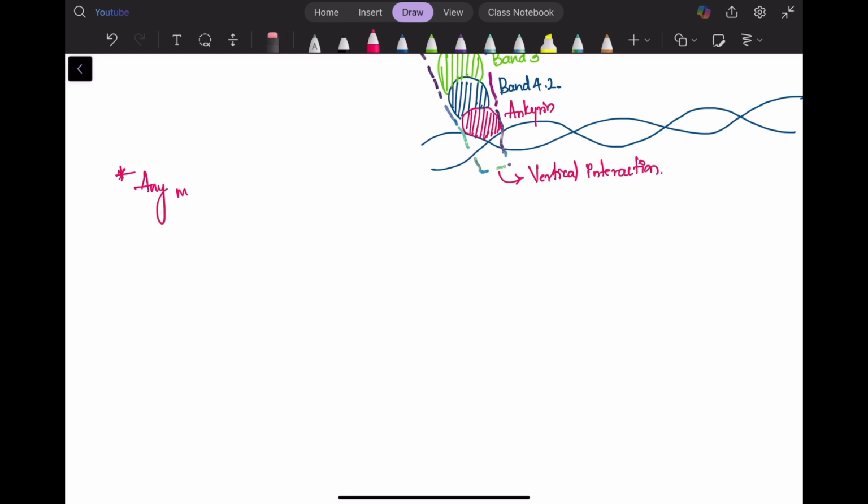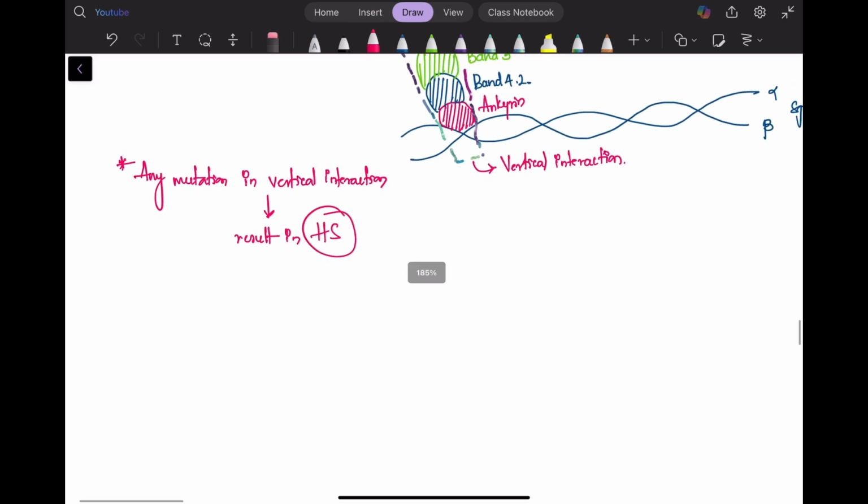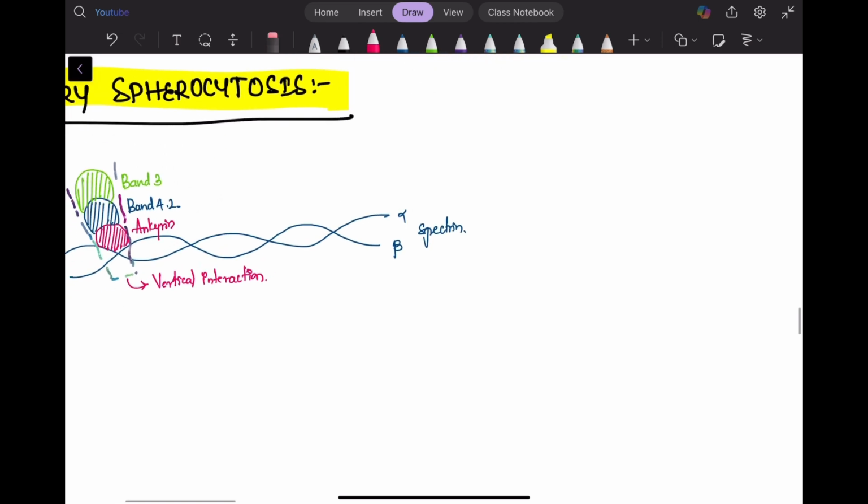Any mutation in vertical interaction, what will happen if something is defective? Something should happen, and we are studying that: hereditary spherocytosis. And very important, this is autosomal dominant.